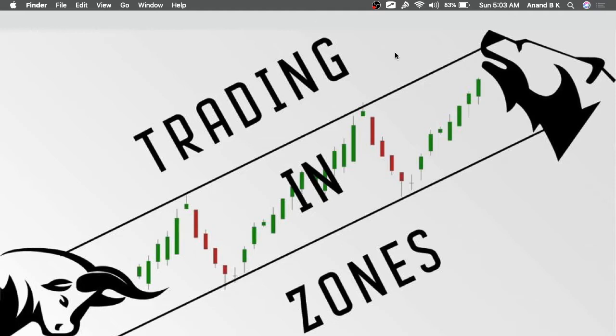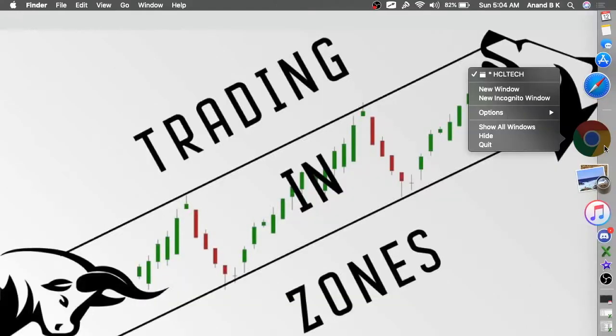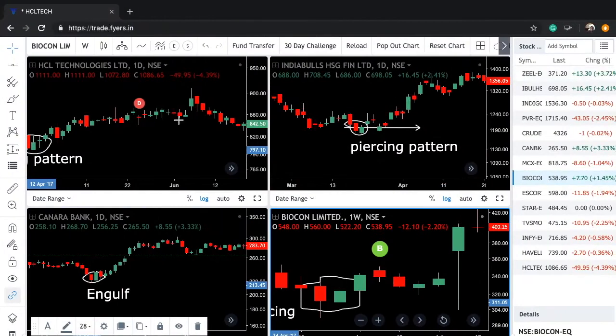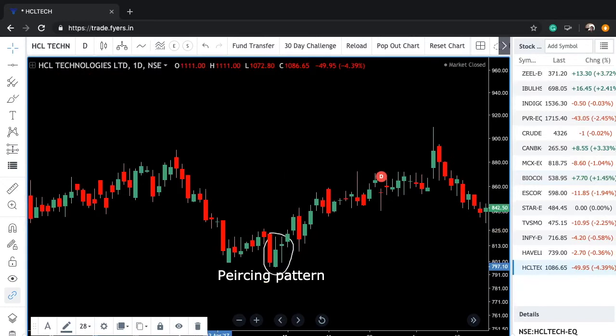When it comes to the piercing pattern, it is very important that it covers the 50%, because that's the basic thumb rule. There are some patterns which might mean something completely different. Let me quickly open a chart, which makes it much easier for us to understand. I've highlighted some and I've kept some ready.